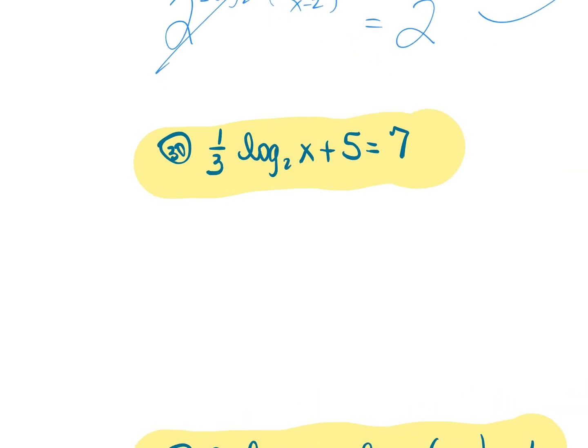I'm going to finish these. Here is my function, log little 2 of x. I have two things I need to get rid of, so what do I do first?